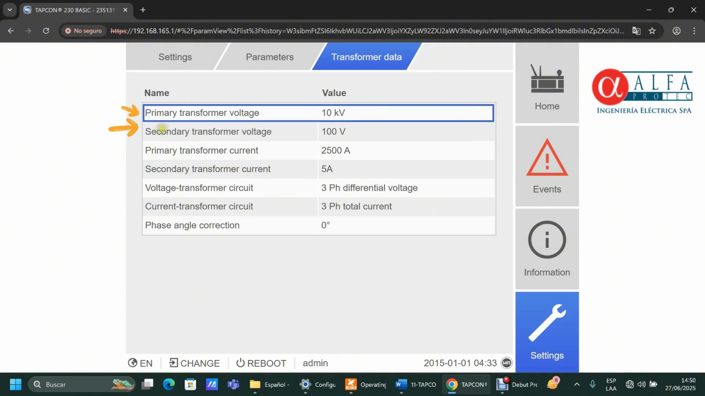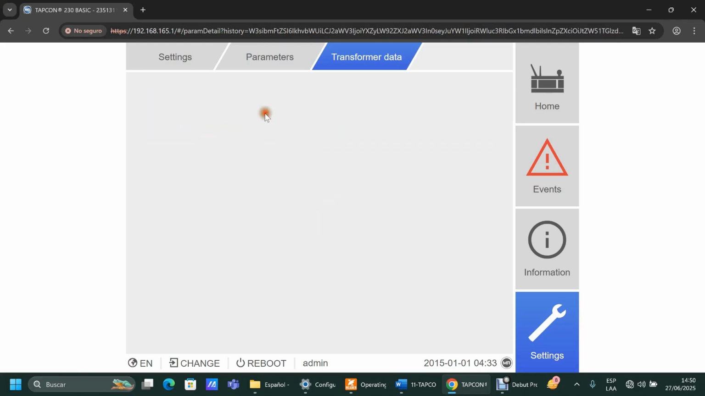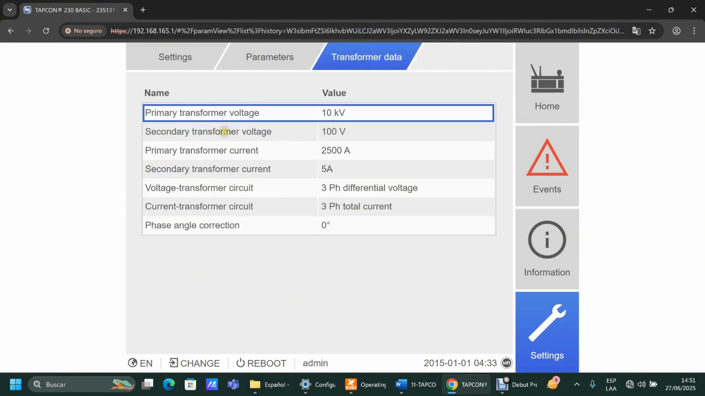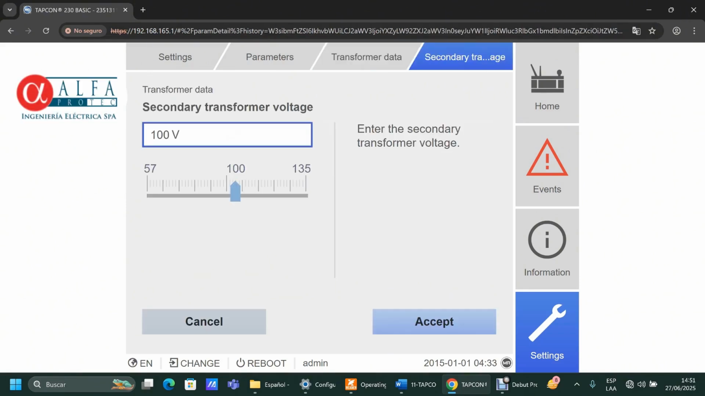Let's start with the voltage settings: primary transformer voltage and secondary transformer voltage. These two values define the voltage transformation ratio used to scale the measured signals. The primary value represents the nominal high voltage side of the voltage transformer. That is, the actual system voltage. The secondary value is the nominal voltage delivered by the transformer to the TAPCON's input terminals.